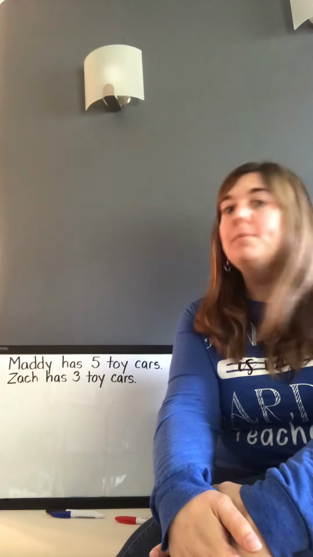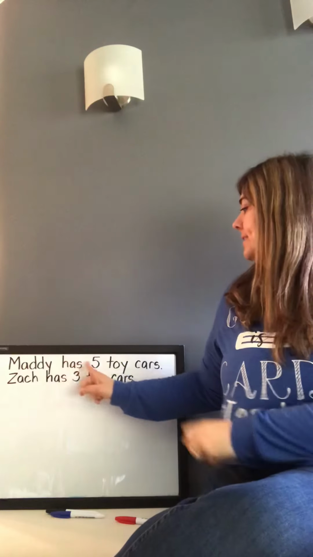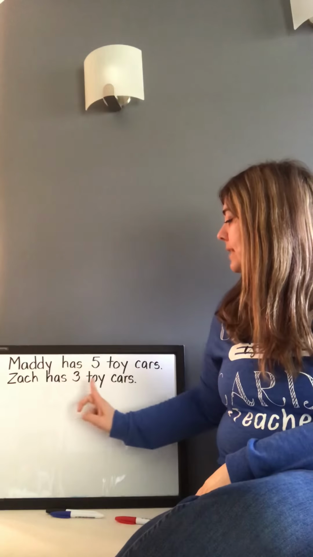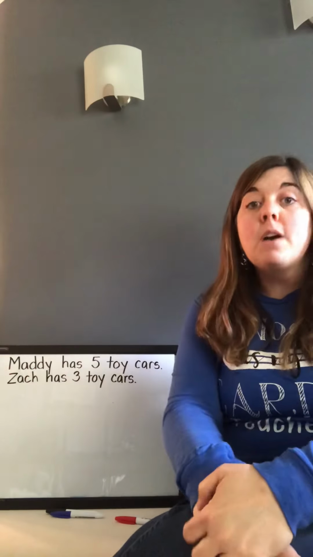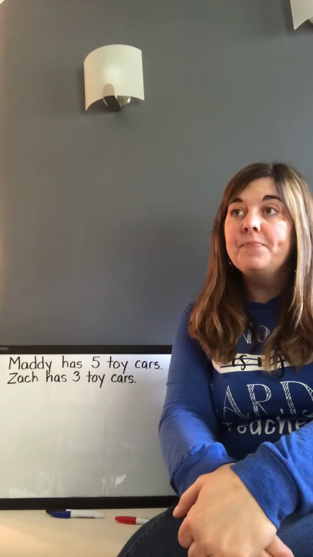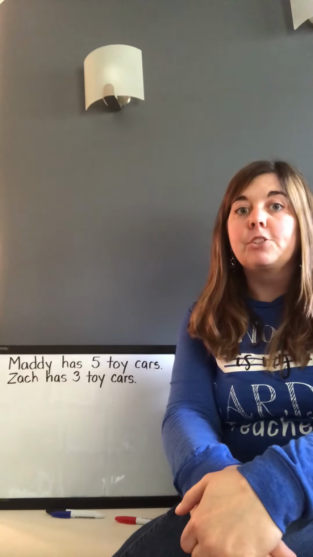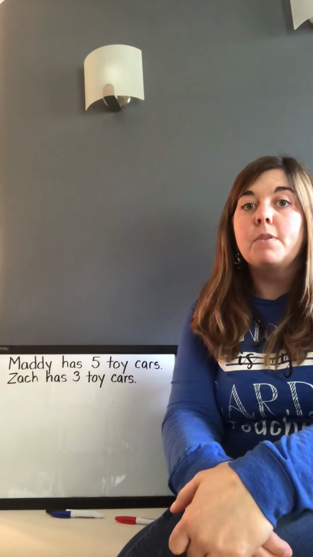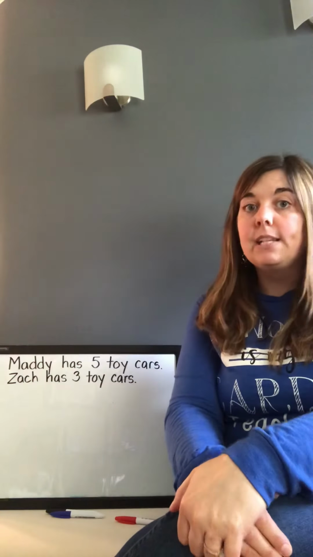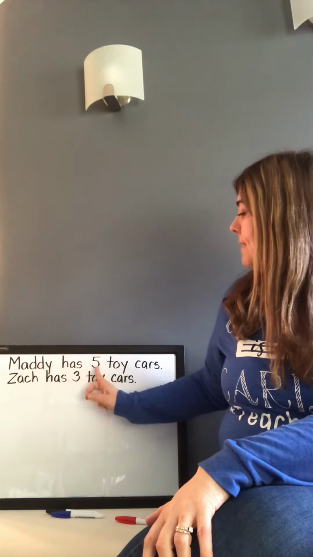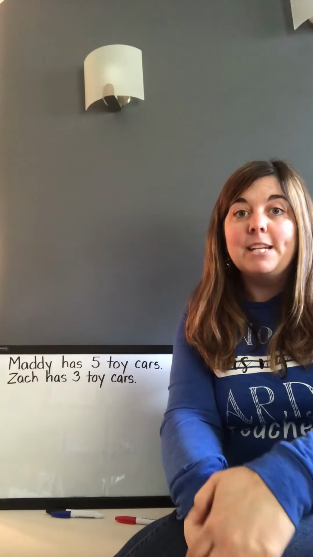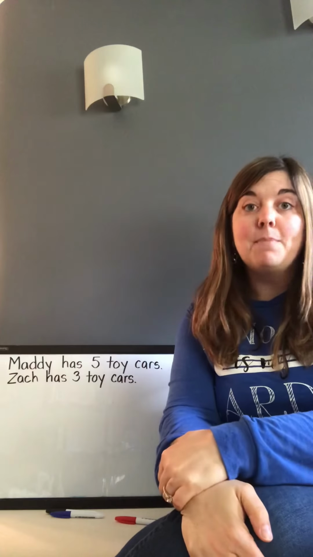So today's problem says, Maddie has 5 toy cars. Zach has 3 toy cars. We want to know how many toy cars they have all together. And we're going to do that through a picture first. So we need to figure out how many toy cars we have to draw for Maddie first. So I'm going to read you the first sentence again. It says, Maddie has 5 toy cars. So I want you to take a minute and think about how many cars we need to draw for Maddie.